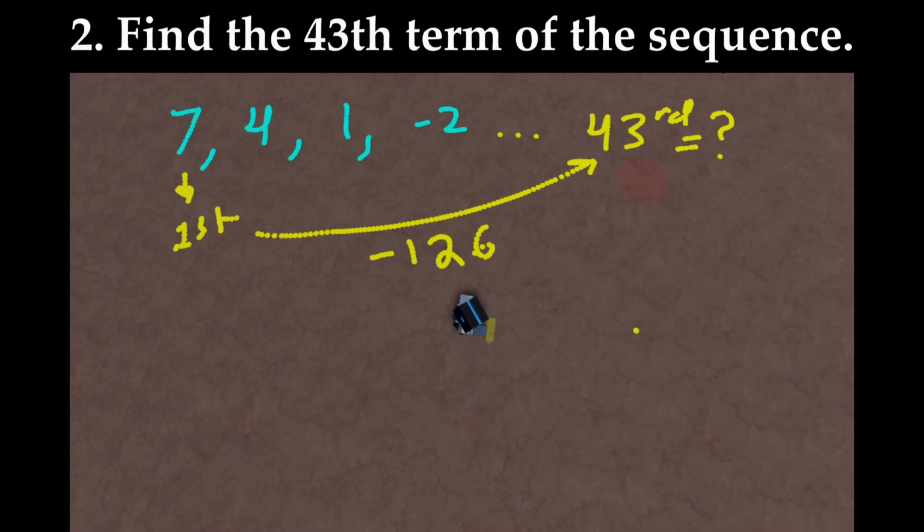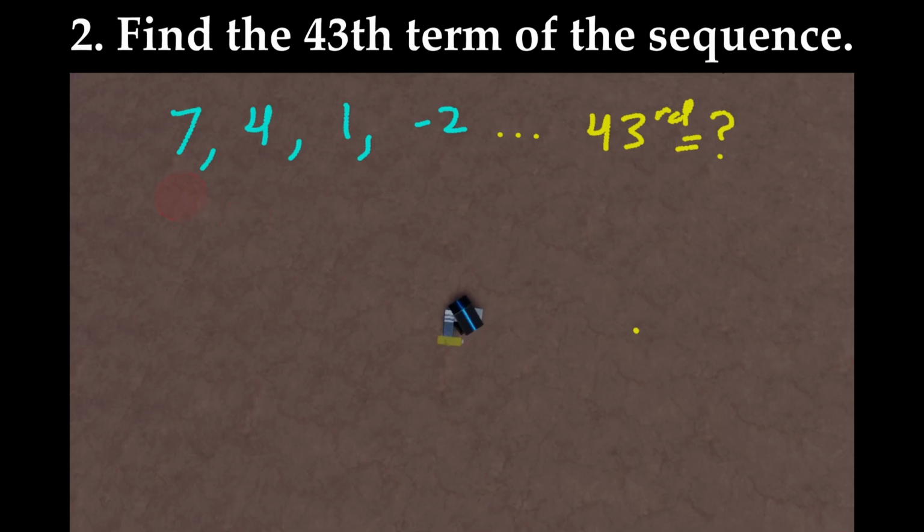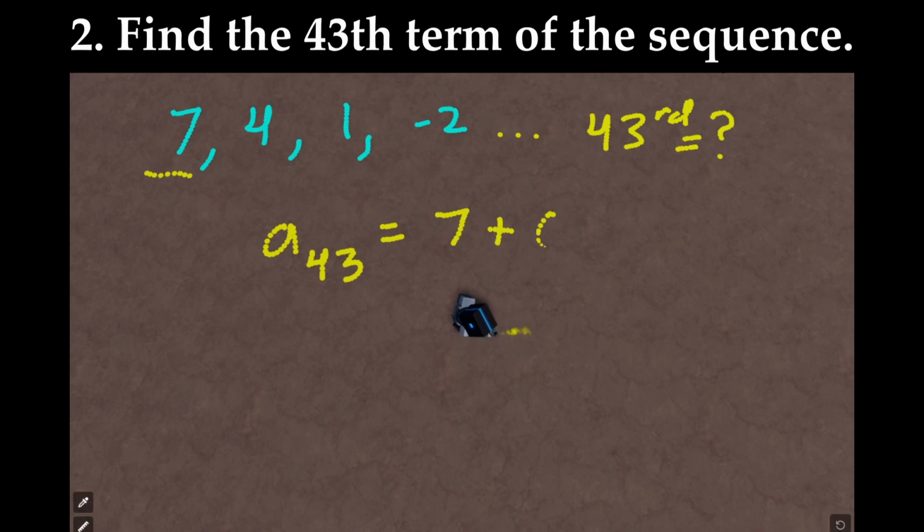So I'm just going to erase all this here. So to do the formula way, let me just write down the formula. The formula says a of n, which I'll actually replace with 43, since that's what we want, is equal to a of 1, which is just 7, so we'll replace that, plus n minus 1 times d. And we know n is 43 because that's the term we want. And then d is just minus 3 as we found out. And as you'll see, it pretty much ends up being the same calculation as before.